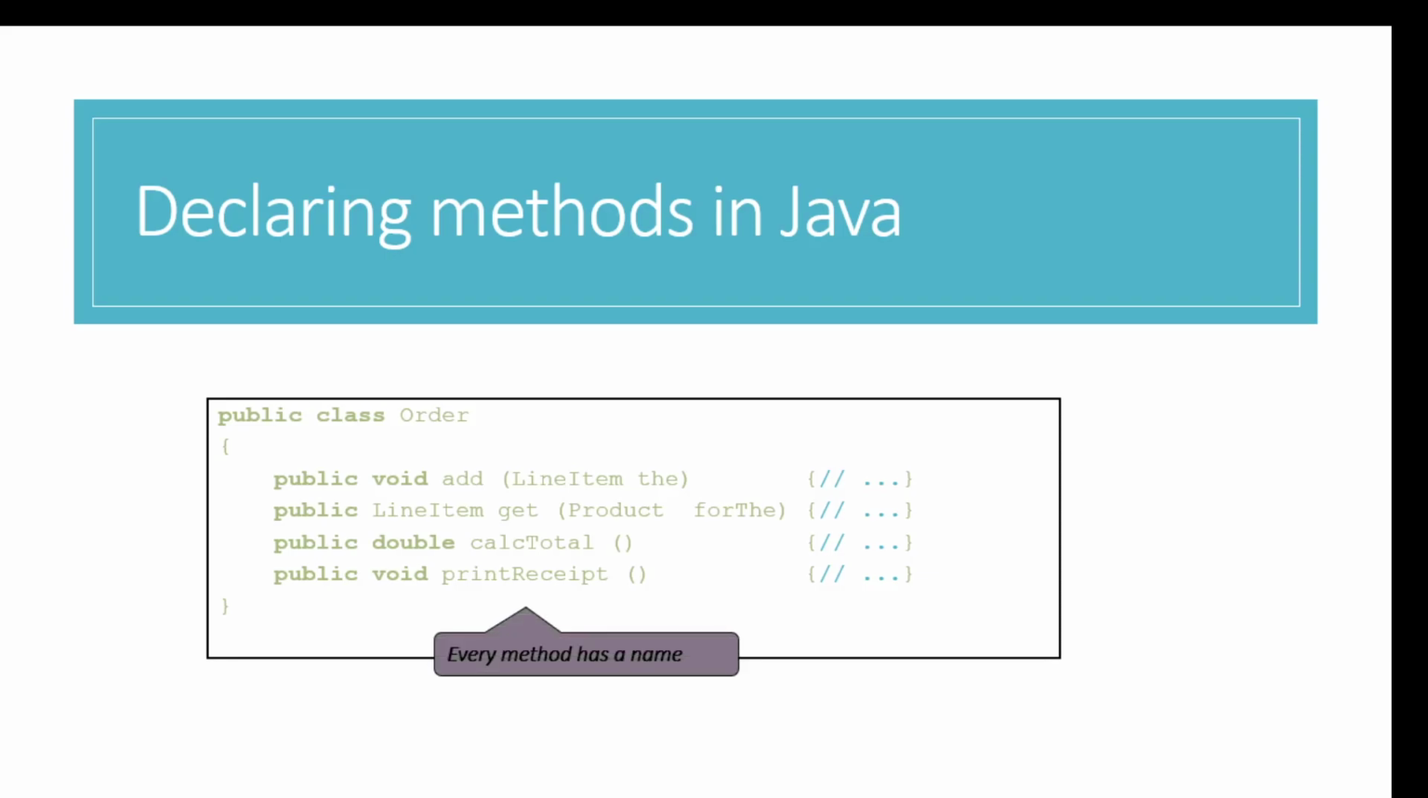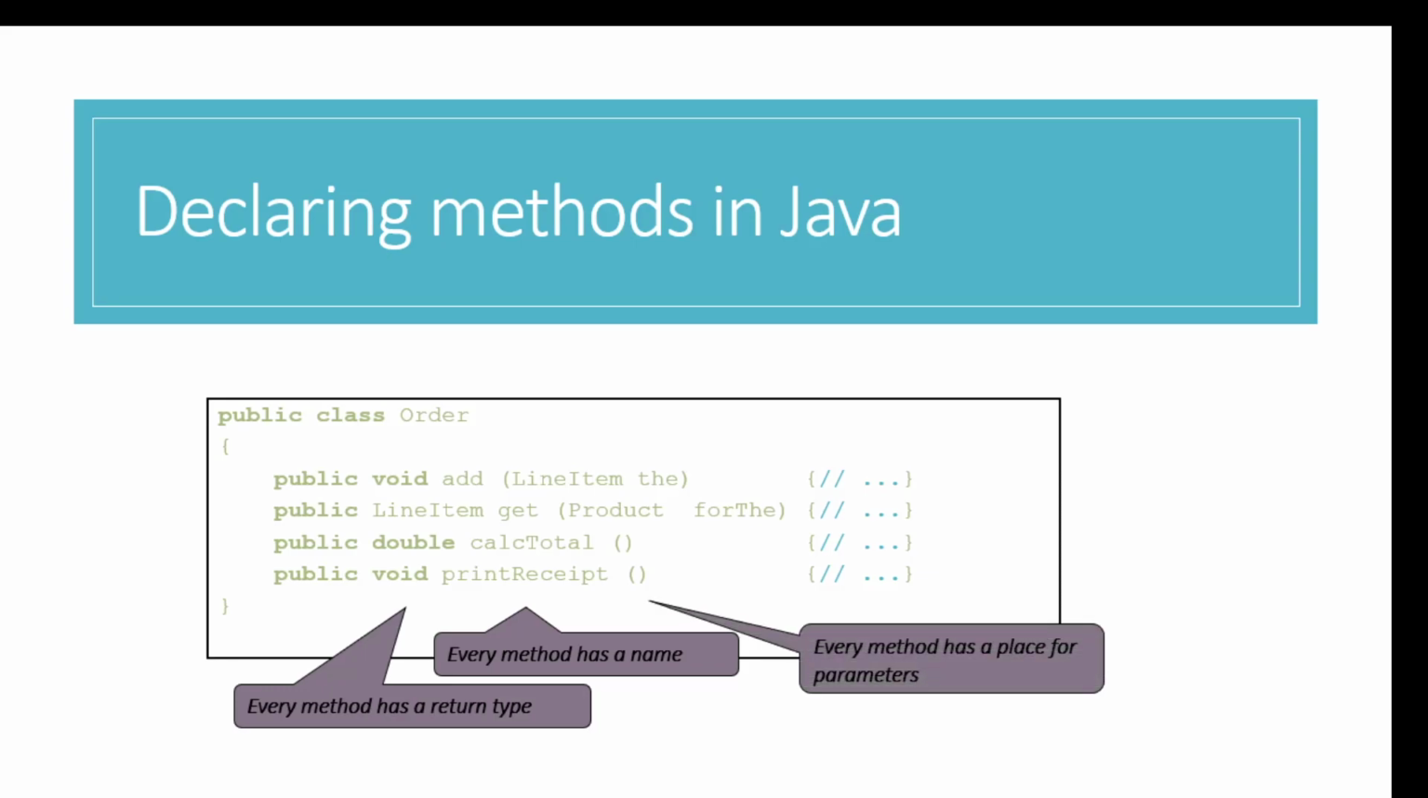So every method has a name. So we have add, get, calc total, print receipt. Those are 4 names of methods inside of here. Every method has a return type. Void, line item, double, int, boolean, some data type, just like a variable. It has to return something. And they all have to have parameters.